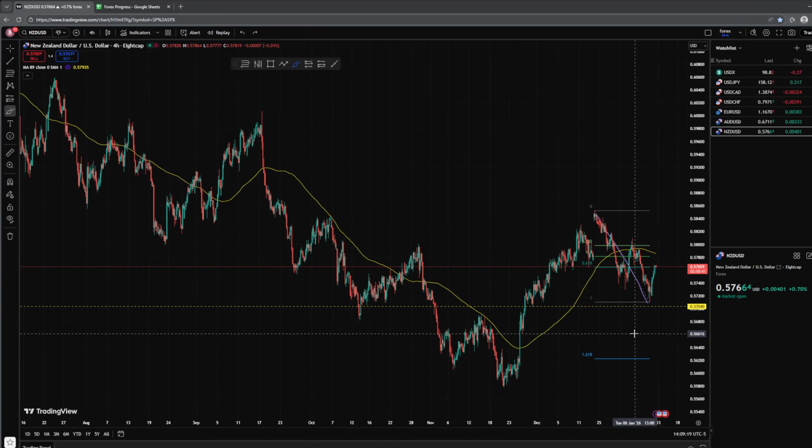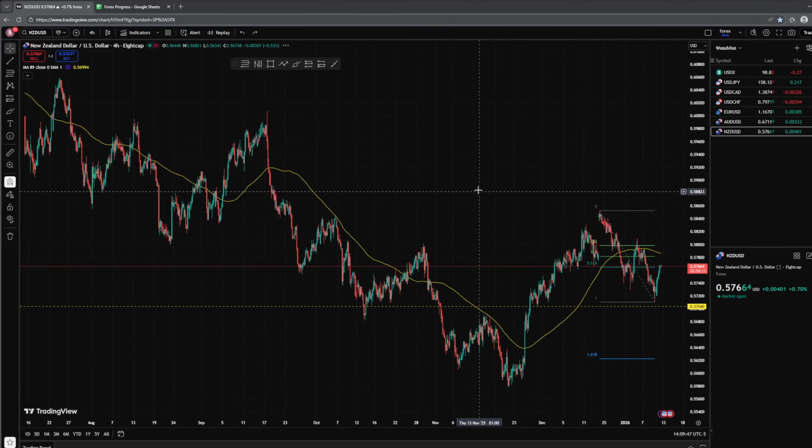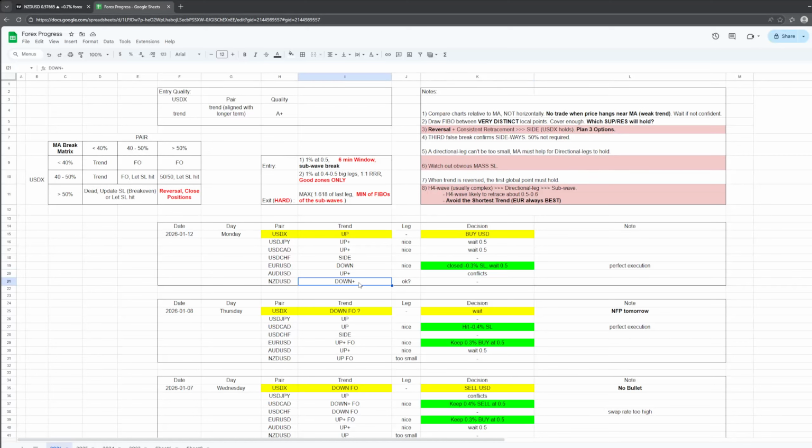So currently the market is retracing about 40%, and usually when you have a smaller directional leg like this, the market is likely to retrace more and take out this local maximum. So anyway, I would expect the market to retrace about 60 to 70%, then it should return into the original downtrend. Okay, let's write it down. New Zealand dollar USD trend is down, and our decision is to wait for the 50%, 60% retracement zone.